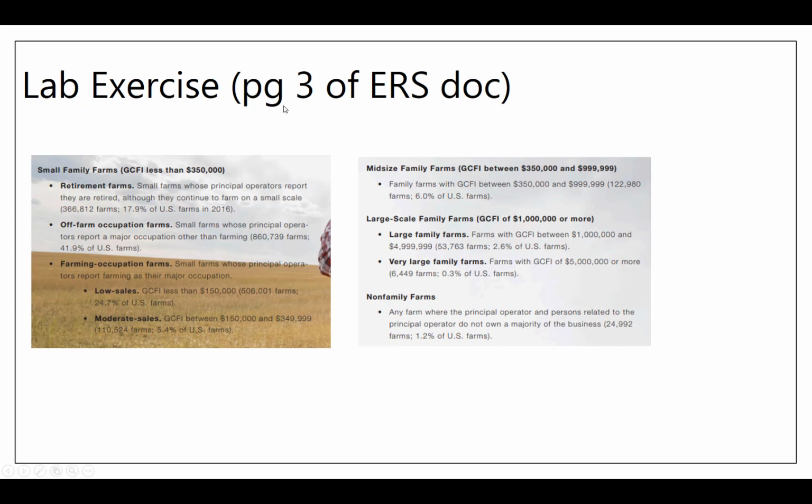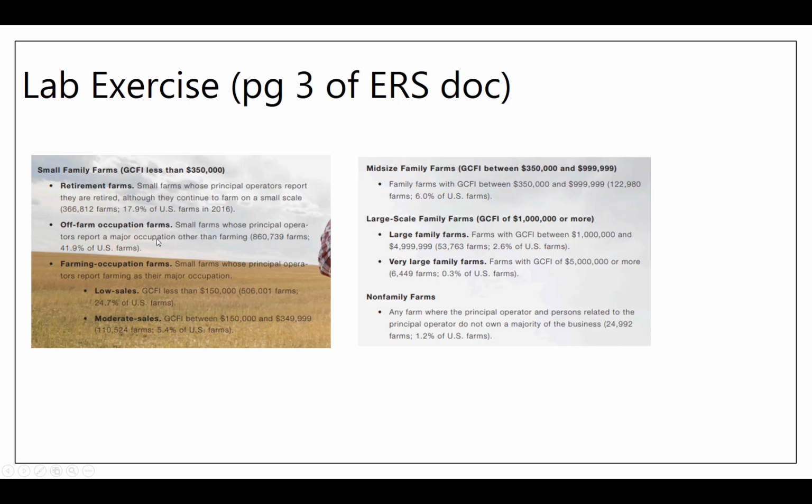and this is an ERS report that is linked on your lab site, on the lab instructions. So from page 3 there, it's an ERS report on family farming in the United States and how much income is earned by different groups of family farms. And so here you see they're telling me that there are 366,000 farms that they classify as retirement farms. 42% of farms, or 860,000, are what they call off-farm occupation farms.